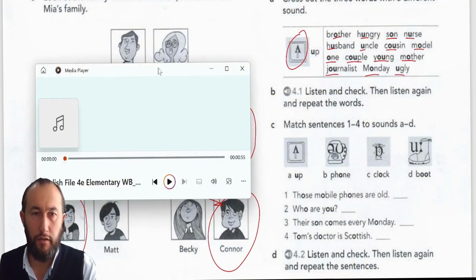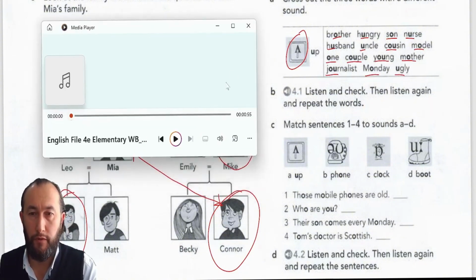Okay, so let's check. I'm going to play the audio now.